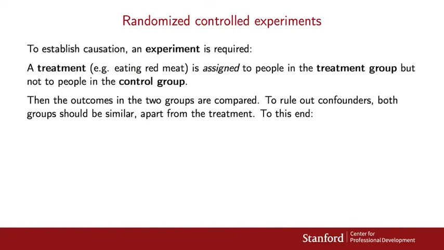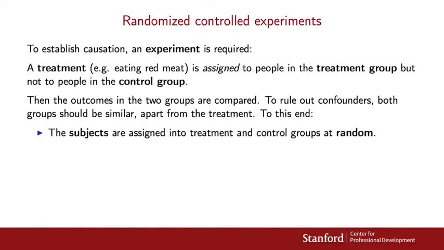We have already seen that confounders can be a problem. For that reason, the 2 groups should be similar. Of course, the treatment is different in the 2 groups. The best way to make sure that the 2 groups are similar is to assign the persons into the 2 groups at random. The way to think about the random assignment is that for each subject we toss a coin, and if it comes up heads, then the subject goes into the treatment group, and if it comes up tails, it will go in the control group.